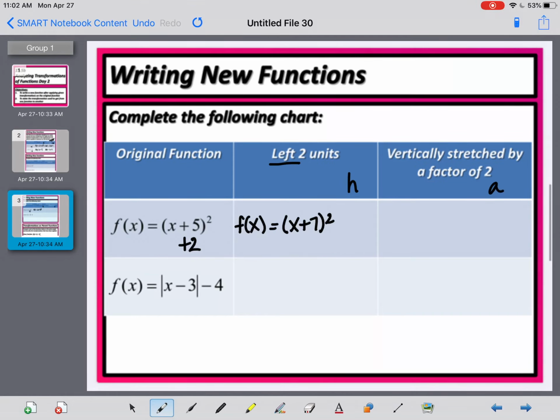Vertically stretched by a factor of 2. Okay, that is my a value. So remember, when we are stretching or compressing with an actual value, we only apply it to the front of our x minus h. Okay, the value does not get distributed to the k value, only a negative.